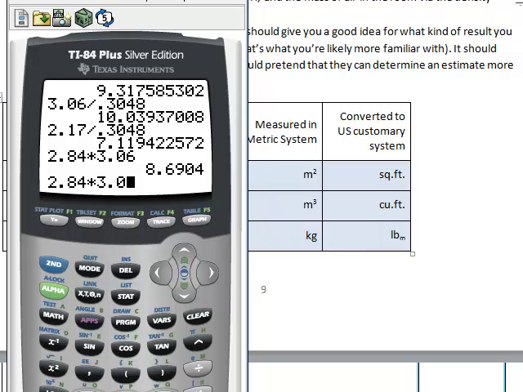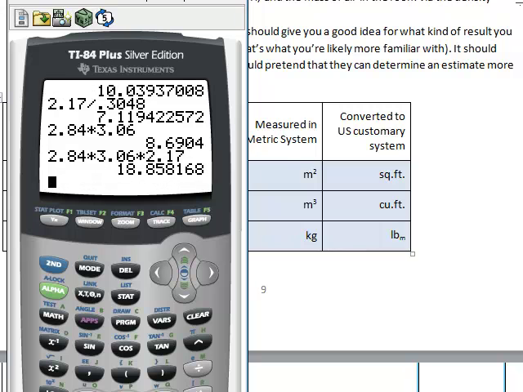Times 3.06 times, and what I'm doing first here is the volume, and then I do the conversions to feet, 2.17. So here's the volume, 18.9 cubic meters.